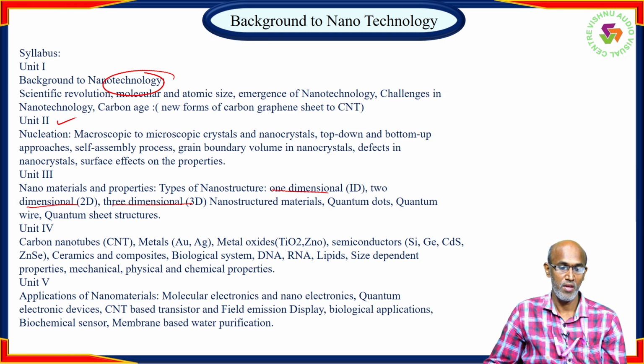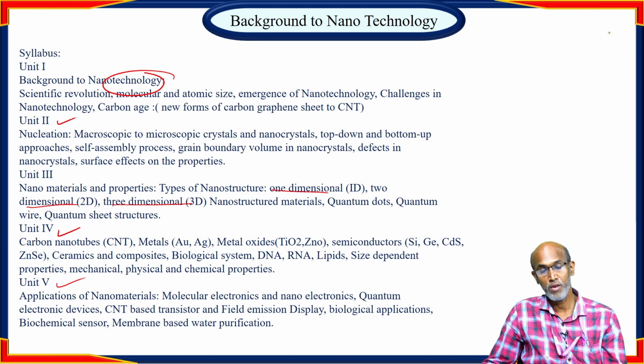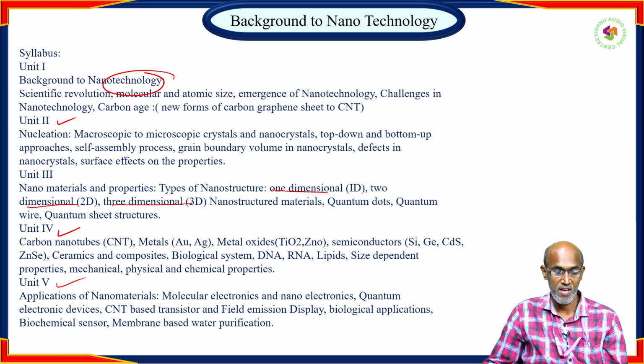quantum sheet structures. And coming to Unit 4, we will discuss carbon nanotubes, metals, metal oxides, semiconductors, ceramics and composites, biological systems, DNA, RNA, lipids, size-dependent properties, and mechanical, physical and chemical properties. And finally, in Unit 5, we will discuss the applications of nanotechnology: molecular electronics and nanoelectronics, quantum electronic devices, carbon nanotube-based transistor and field emission display, biological applications and biochemical sensors, along with membrane-based water purification techniques.